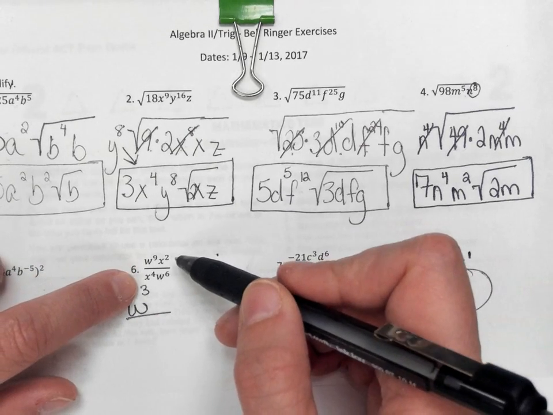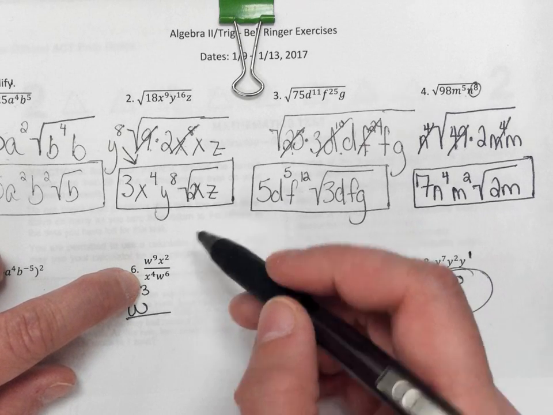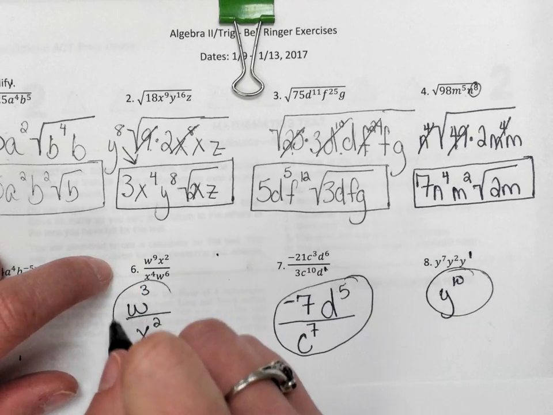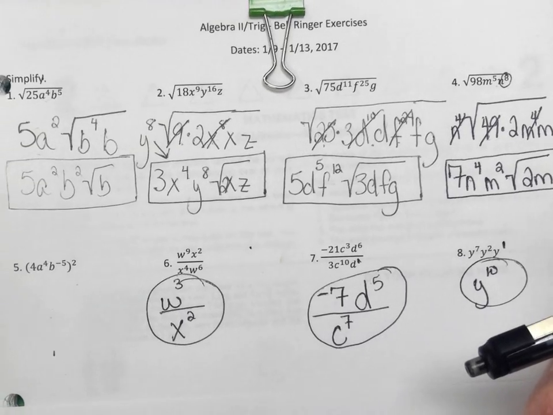All right, what about the x's? So I'm going to say 4 minus 2 is 2. Where does it go, though? On the bottom, because that's where the biggest x was. Y'all okay? This is the stuff we're starting today, so that's why we've been doing it for bell ringers.